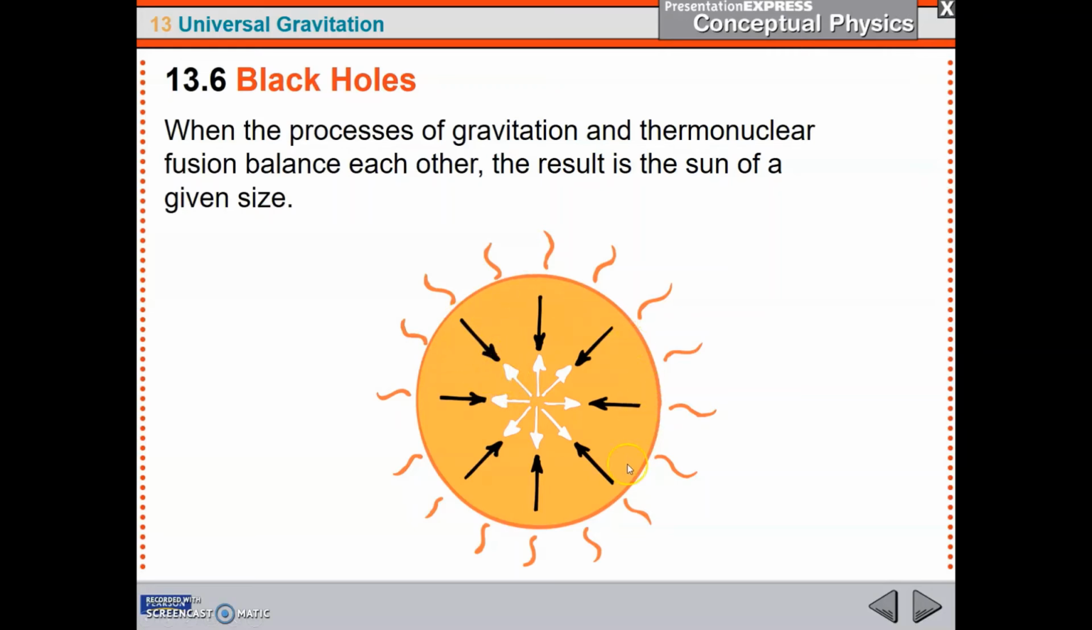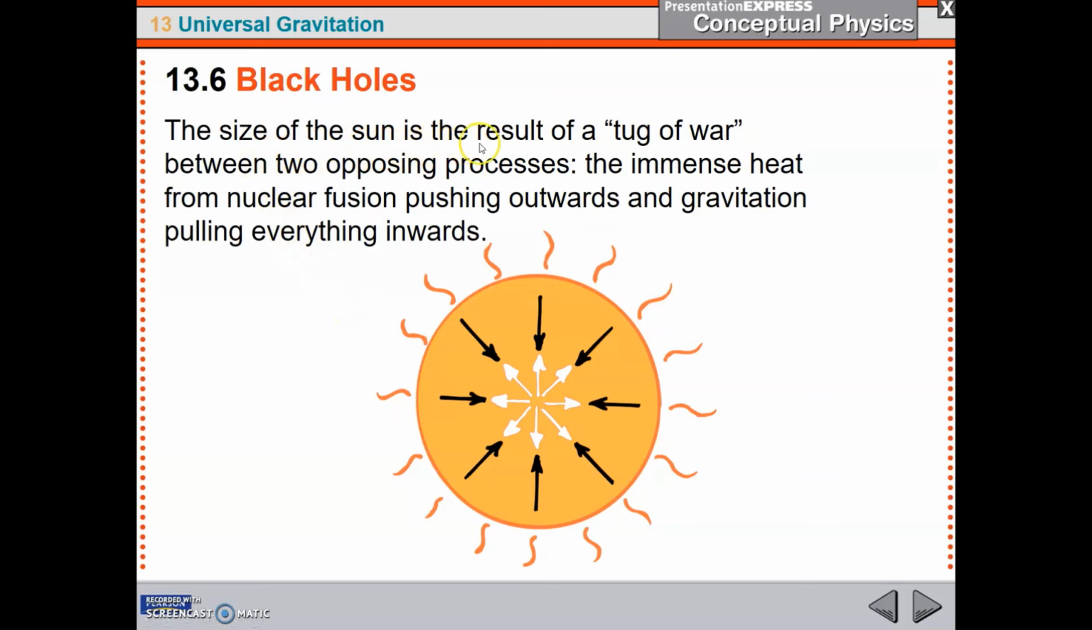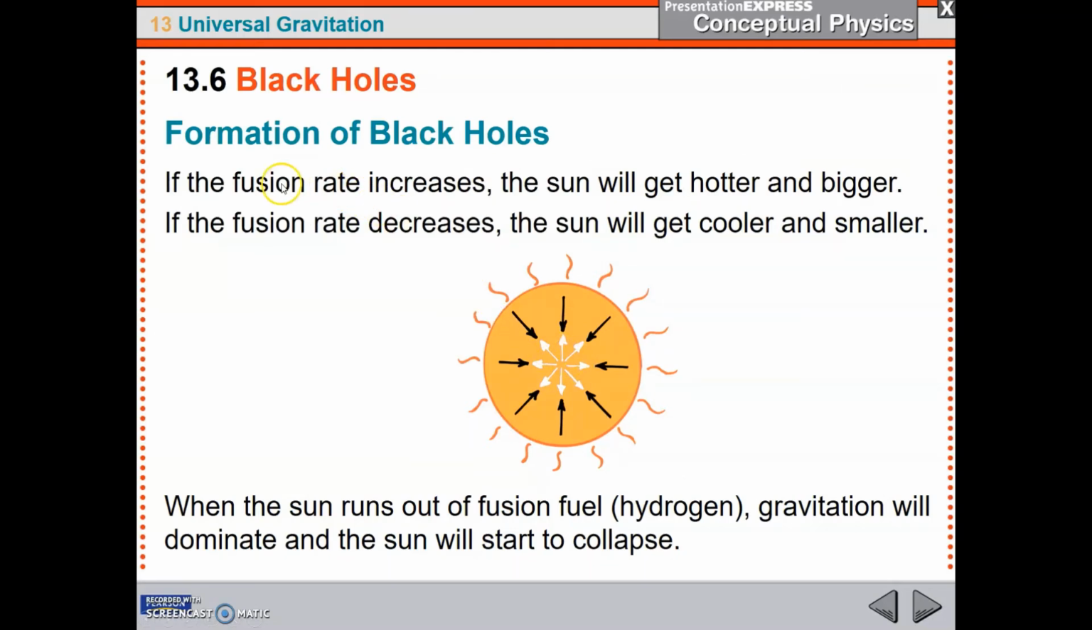So the sun has been going on for about 5 billion years, and it's in a nice, safe, stable place. Now, the size of the sun is the result of a tug of war between the two opposing processes: the immense heat from nuclear fusion pushing outwards, and gravitation pulling everything inward. If the fusion rate increases, if the white arrows were bigger, the sun would get hotter and bigger. Or if the fusion rate decreased, the sun would get cooler and smaller. If the white arrows got smaller, then things would contract.